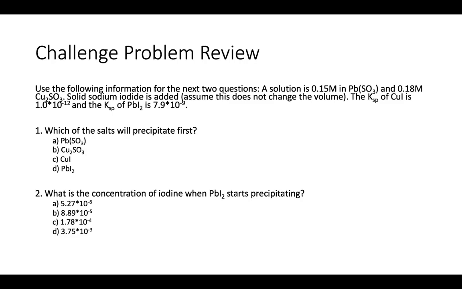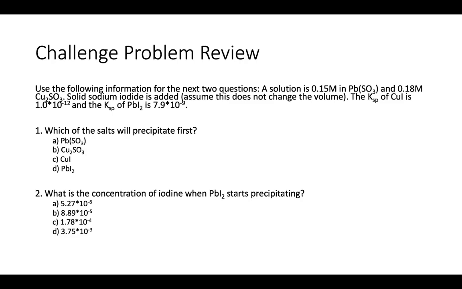Okay, now from here, we're told that solid sodium iodide is added, and that the volume won't change. And the volume not changing is significant because if the volume changed, these molarities of lead sulfite and copper sulfite would also change. And then you're given some Ksp values for copper iodide and lead iodide. So question 1 asks which salt will precipitate first, and then the second question asks, what's the concentration of iodine when lead iodide starts to precipitate?